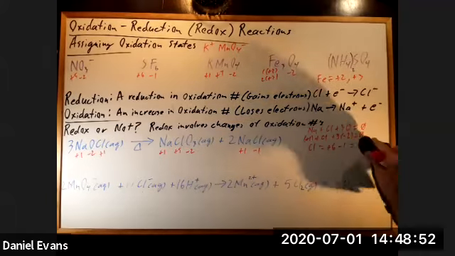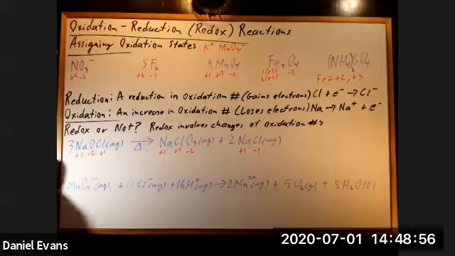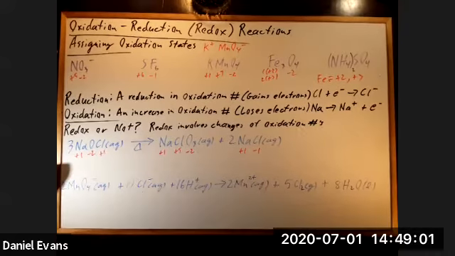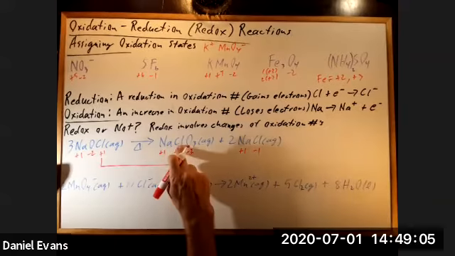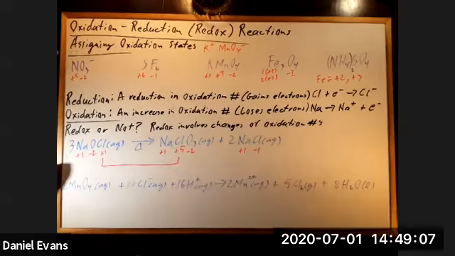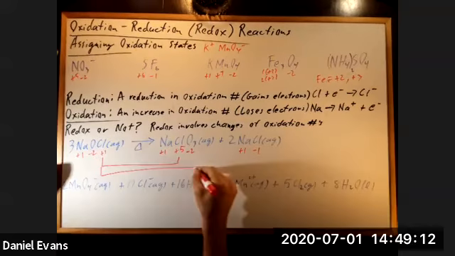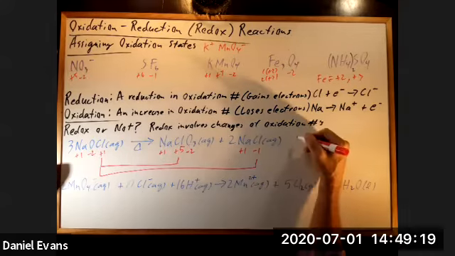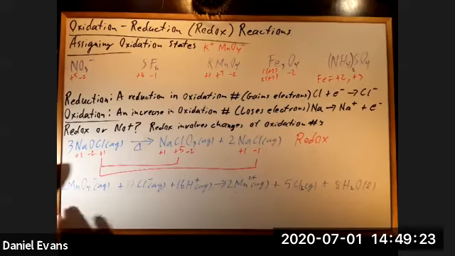So we do see that we have some changes going on. The oxygen and sodium are always the same, but chlorine changes. It's going from a +1 to a +5. It's also going from a +1 to a -1. So we have a redox reaction. Let's look at the next one.